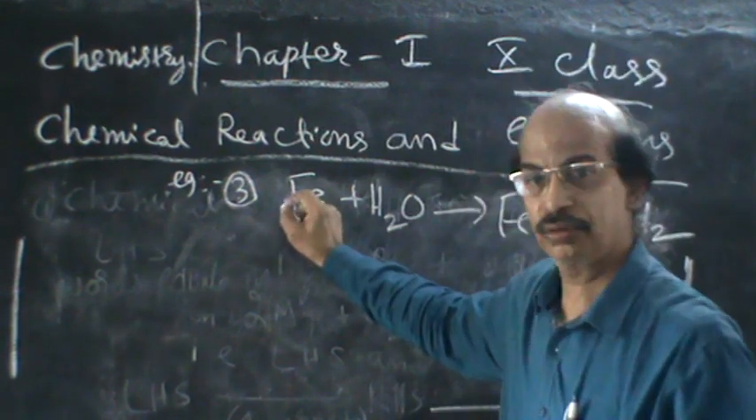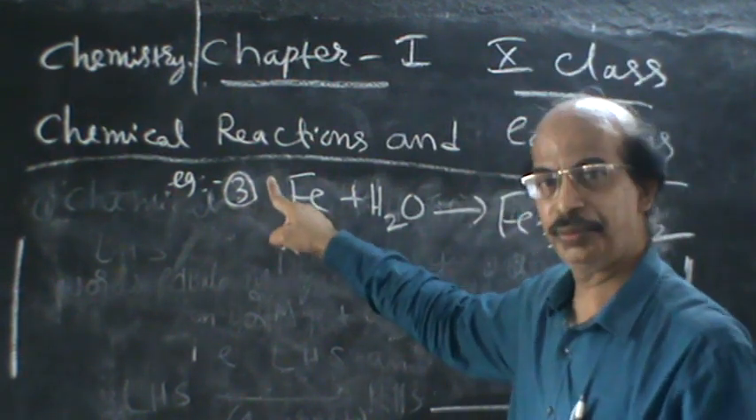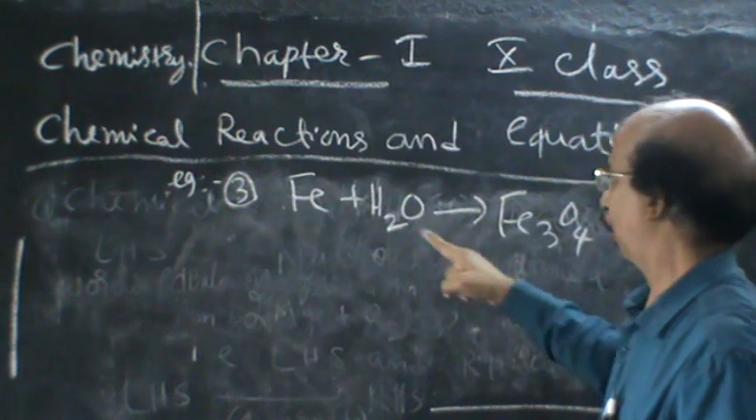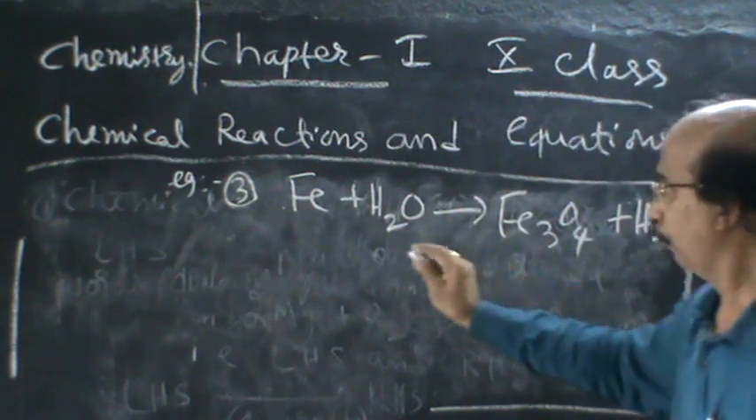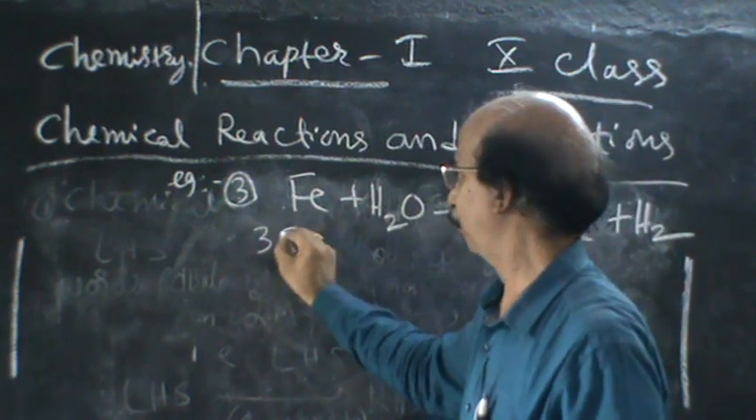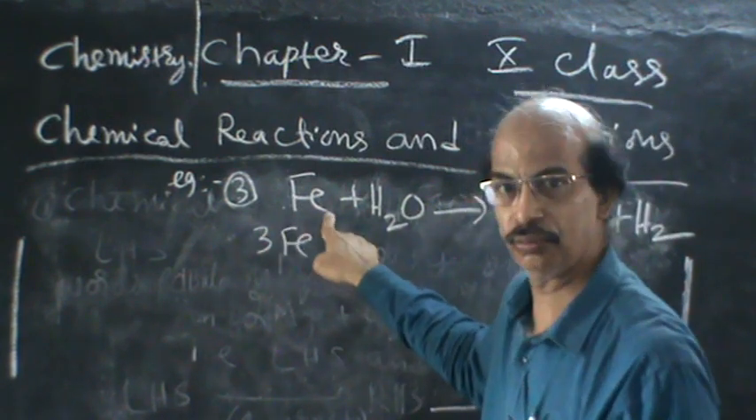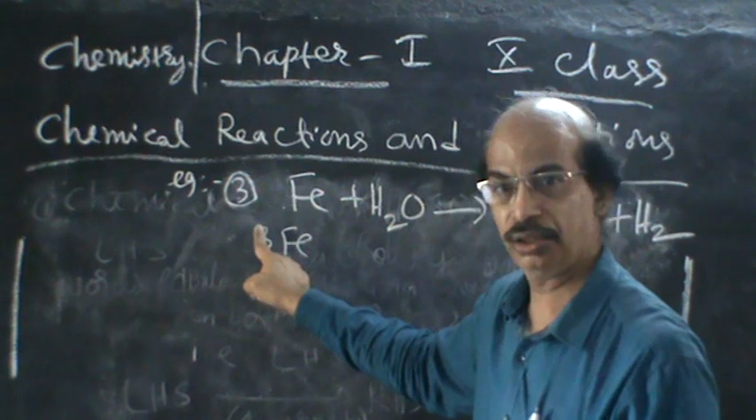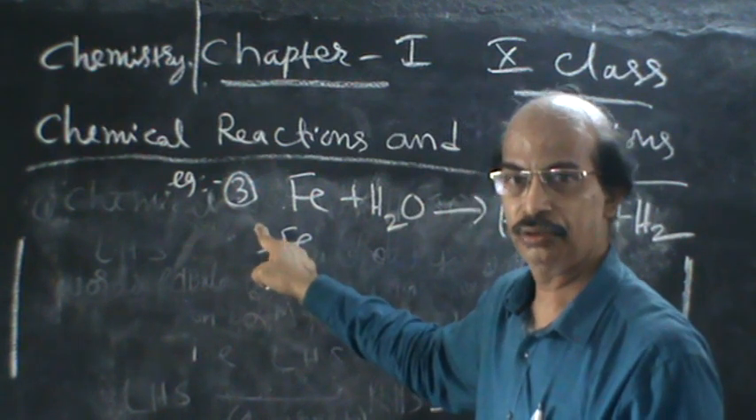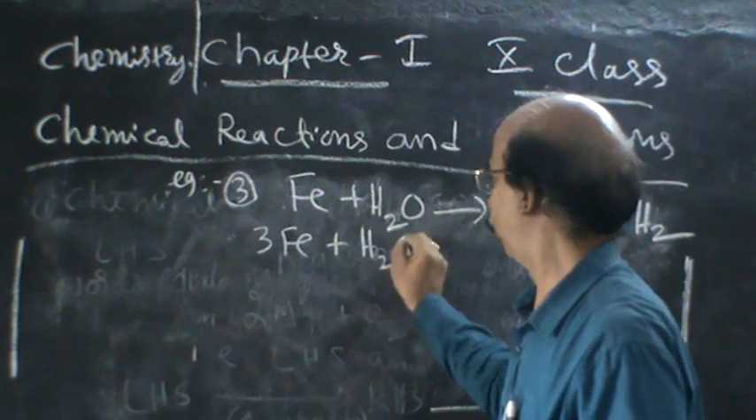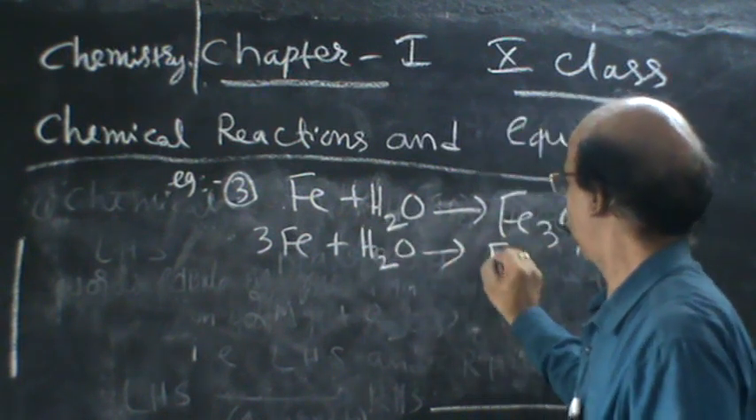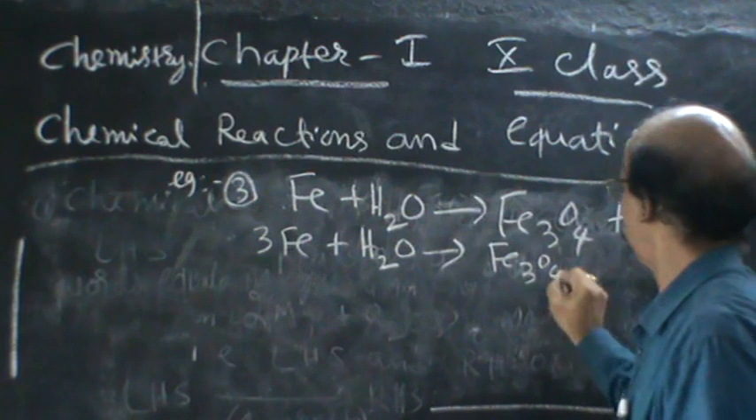Fe how many here? 1. Fe how many here? 1. Here 1 into 1, 1. Here 1 into 3, 3. So on the left hand side, 3 is to be written. Don't try to write below. Left side only, on the line only. You must write compulsorily: 3 Fe plus H2O gives rise to Fe3O4 plus H2.